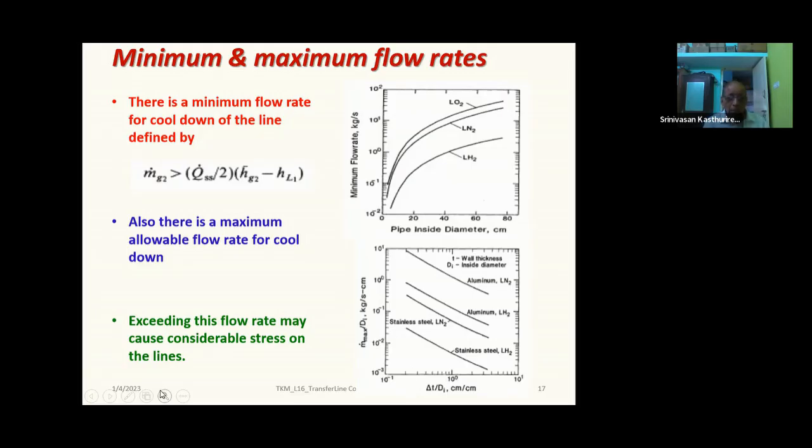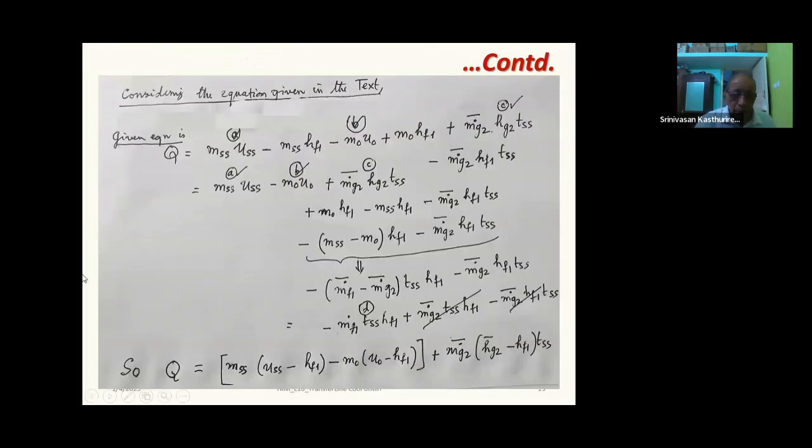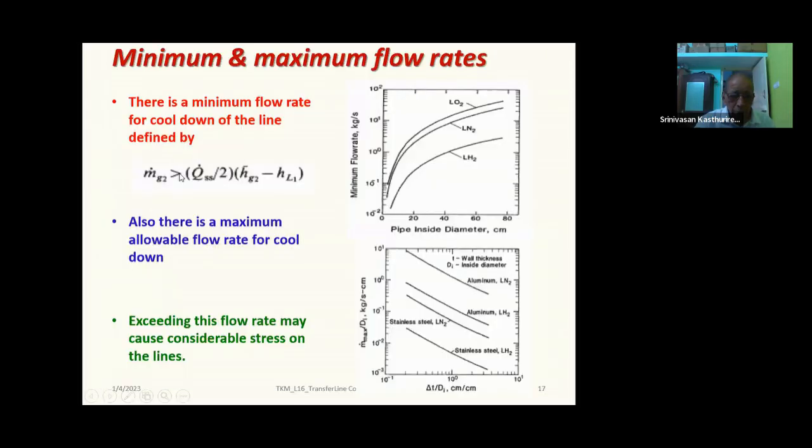So you require a minimum flow rate of cryogenic fluid to flow through the line. That is given by m dot G2 should be greater than Q dot SS by 2 multiplied by Hg2 average minus H liquid. So this is the formula which has to be used. It tells you that there is a certain minimum flow rate for cool down.